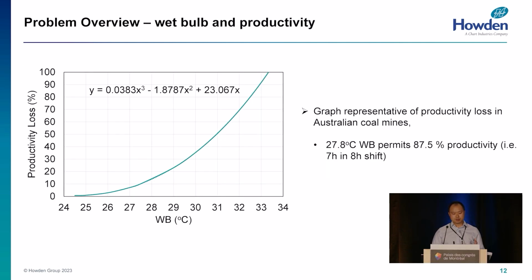On this graph, we see a trend of productivity loss as a function of wet bulb temperature. This graph was derived from Australian coal mines, and it has been adapted here to give us an indication of what sort of exposure limit should be used for the wet bulb temperature. And just to give a number, at approximately 28 degrees wet bulb, this would translate into a productivity of 87.5%. And in an 8-hour shift, that just means that a person works for 7 hours.